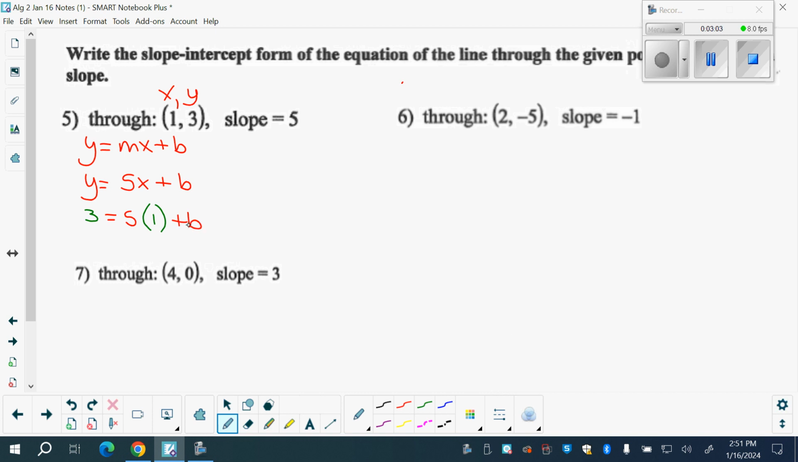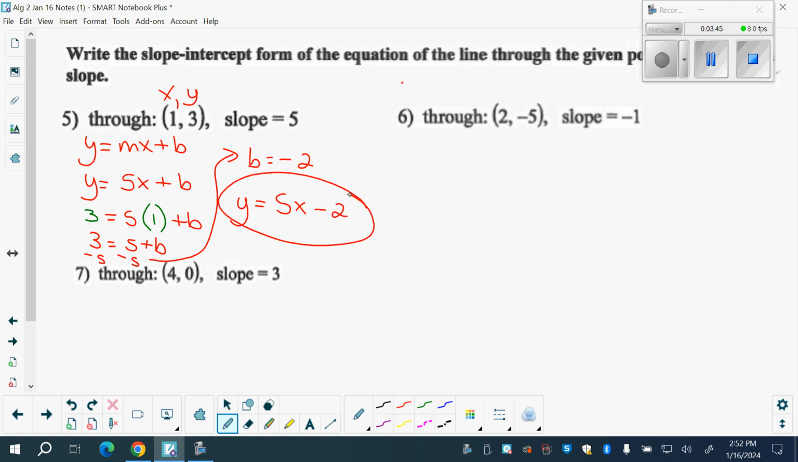So what next? You're going to simplify, right? So we get 3 equals 5 plus b, and then what next? Minus 5. And so we get b is equal to -2. Are we done? We're not done. We still have to write our equation. Really common to stop there. So we get y equals 5x, and then -2 for our y-intercept.